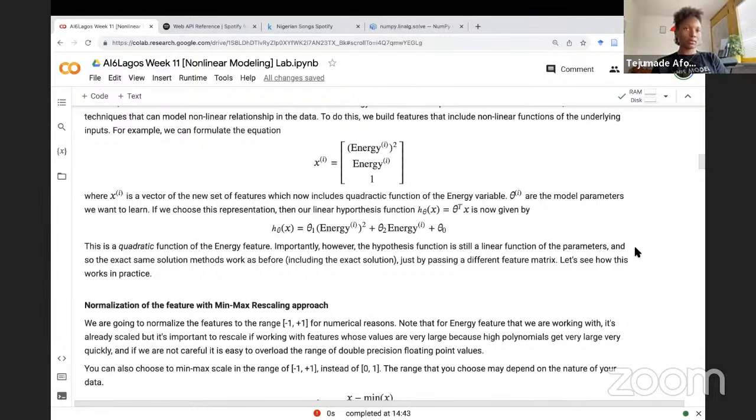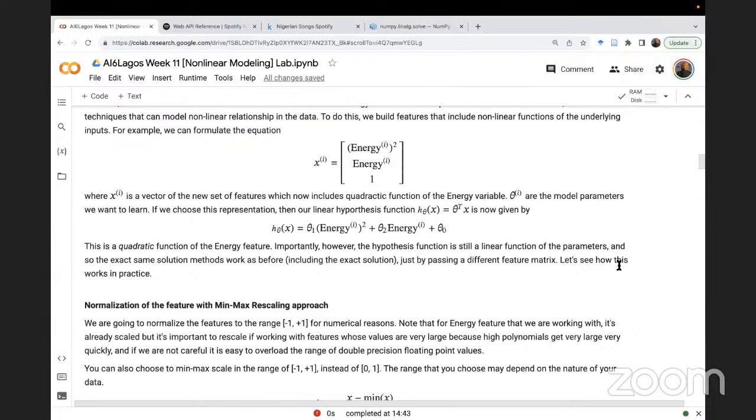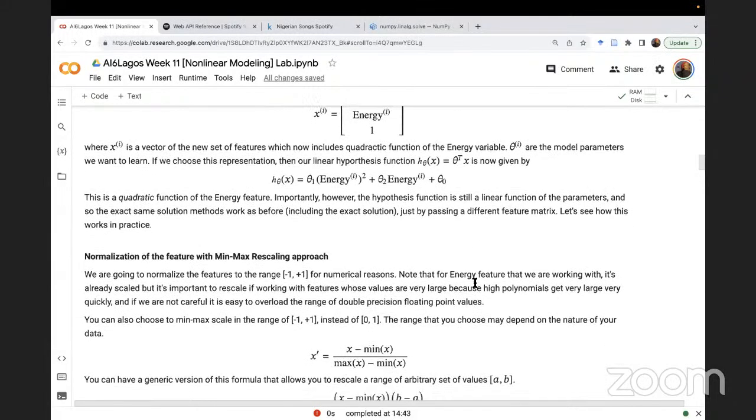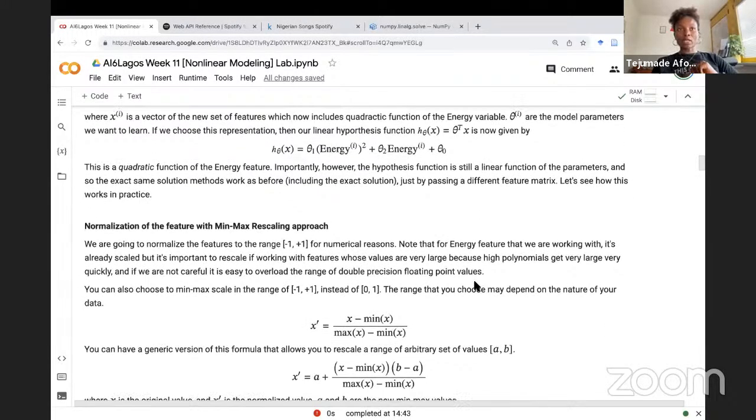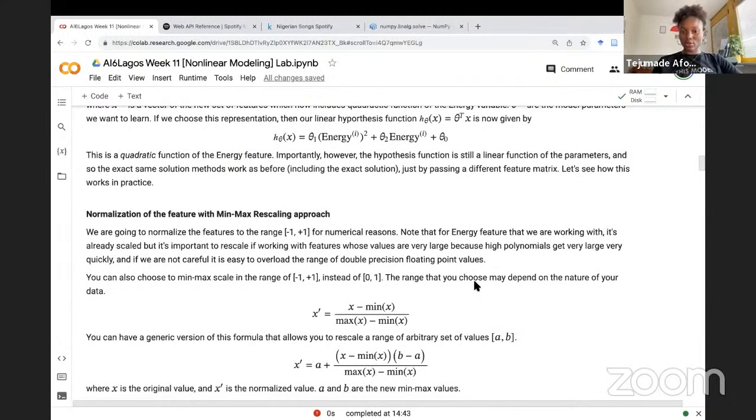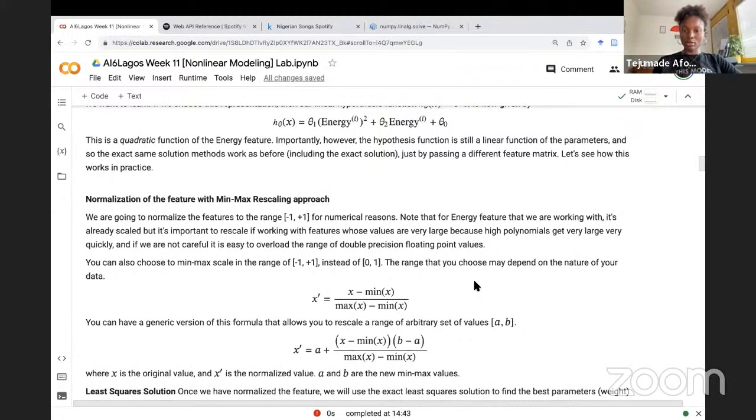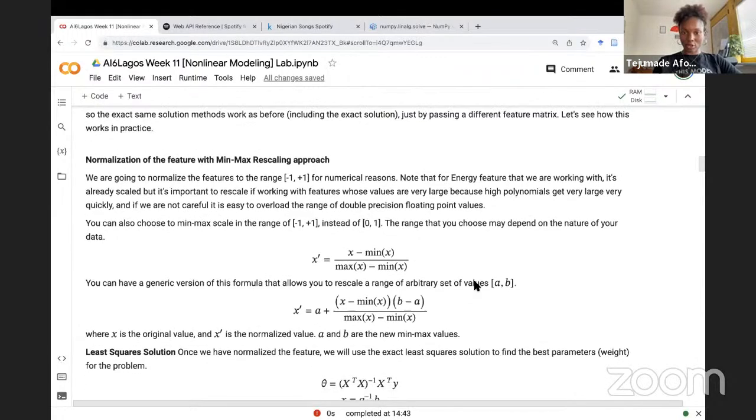Is it good? Is that intuitive? Yes, it is. Great. So now let's try to learn a quadratic function.